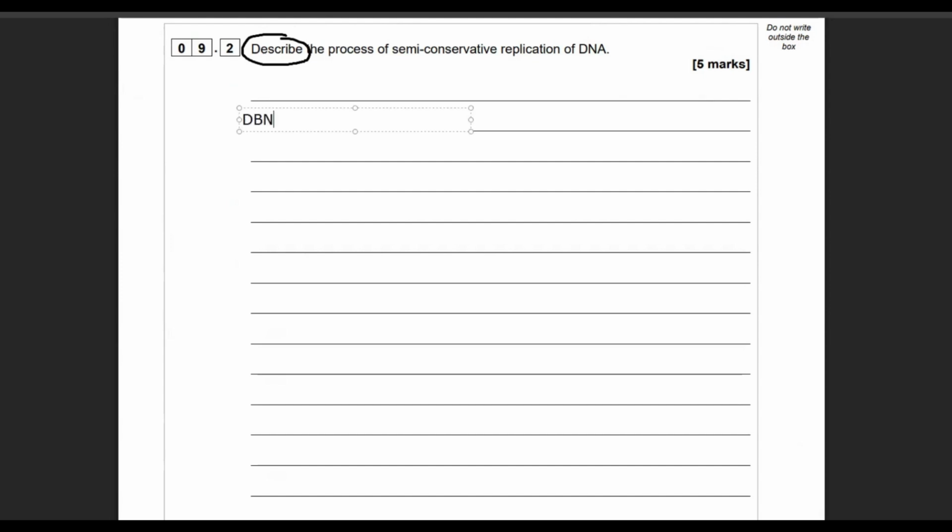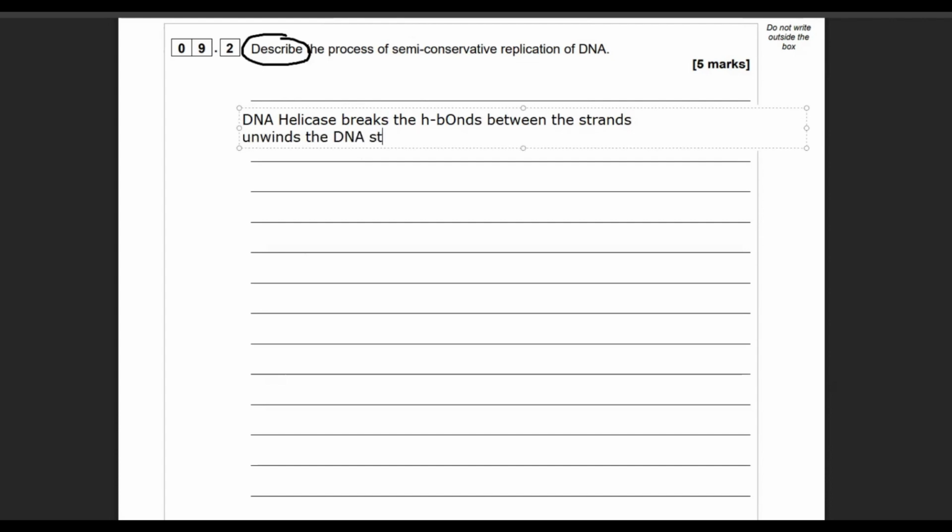It's easy peasy. So we're just going to say DNA. Do you remember the enzyme? Helicase breaks the hydrogen bonds between the strands. Or we can say unwinds. That's optional. You could say unwinds the DNA strands or unwinds the polymers. Those really would get you the same mark. You don't have to write all of that.